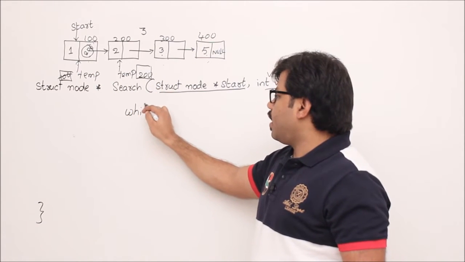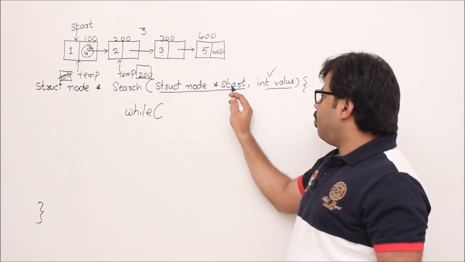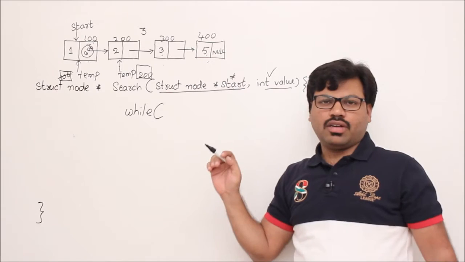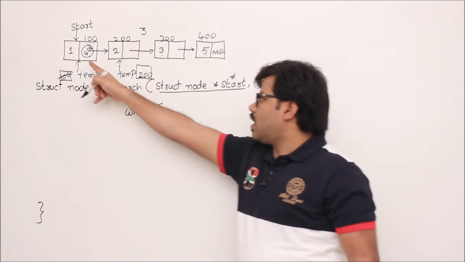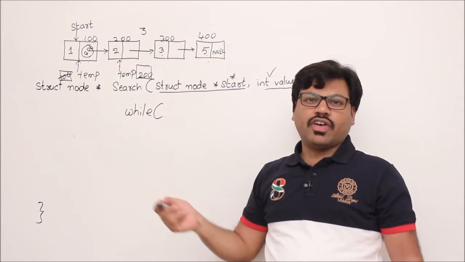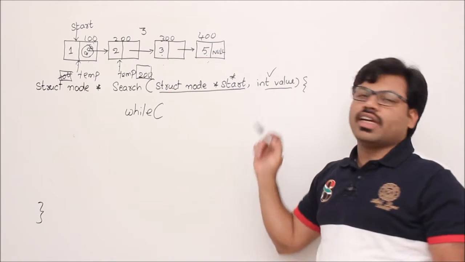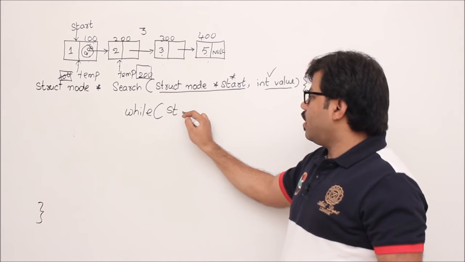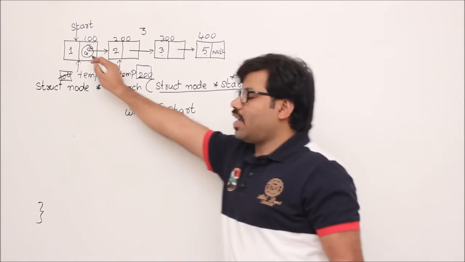So in the loop I write like this: while my temporary pointer start. Why am I calling this temporary? Because it's a local variable. It just has the starting address, so whenever you modify this start, the original start will not be modified. We know that. That's why we can happily modify this one. Let me use this start as a temporary variable, and initially it is pointing to the starting node.